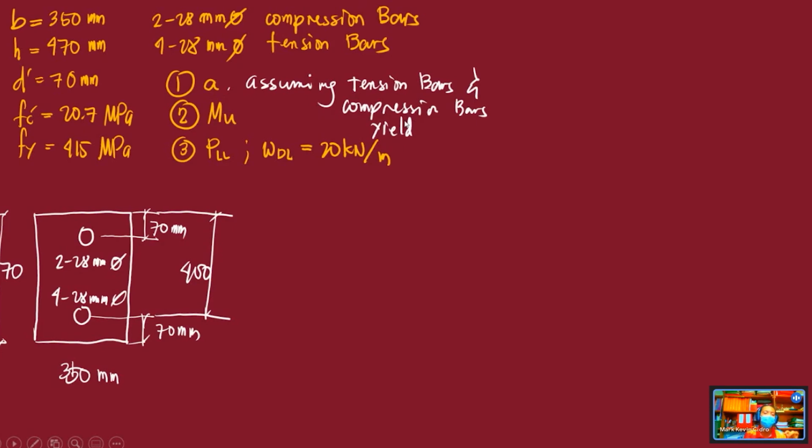But suppose, in an exam, you are told to assume that both steel bars yield, and then when you check, they did not yield. Then you follow the instruction in the question. In this question, you are to assume that the tension bars and the compression bars yield. So that is what we are going to do here. But I will still explain what if the assumption does not hold.